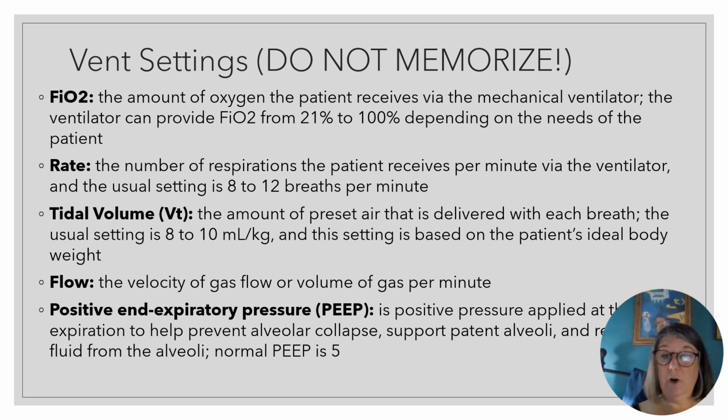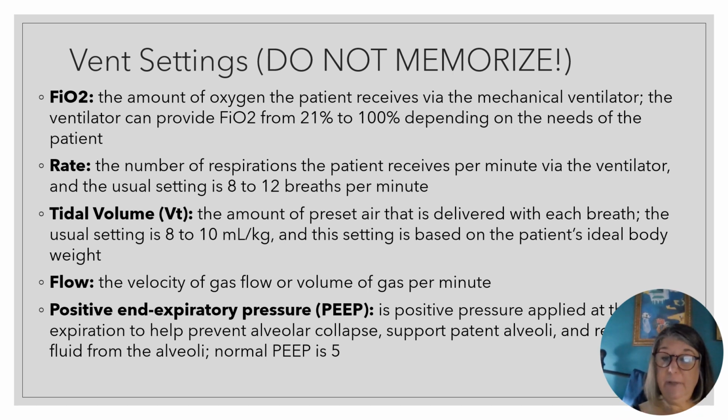Our rate is just our breath rate. Tidal volume is the amount of preset air that is delivered with each breath. So that's a setting on your ventilator. The flow rate is a volume of gas per minute. So what's the flow rate? How fast is that oxygen being released, I guess. I'm not explaining that very well, but it's the flow rate of the O2.